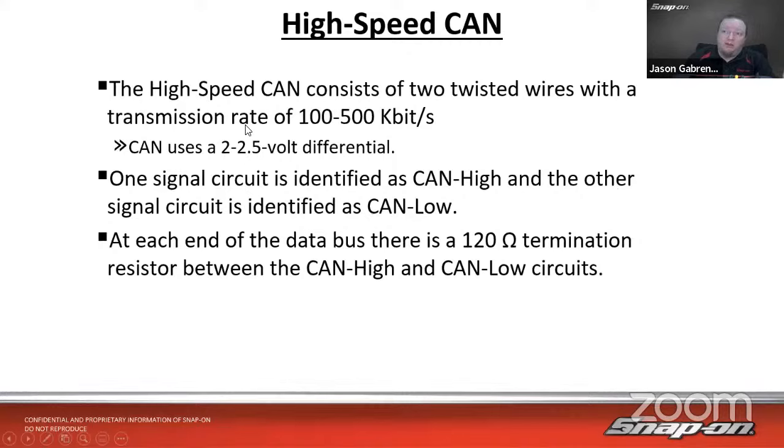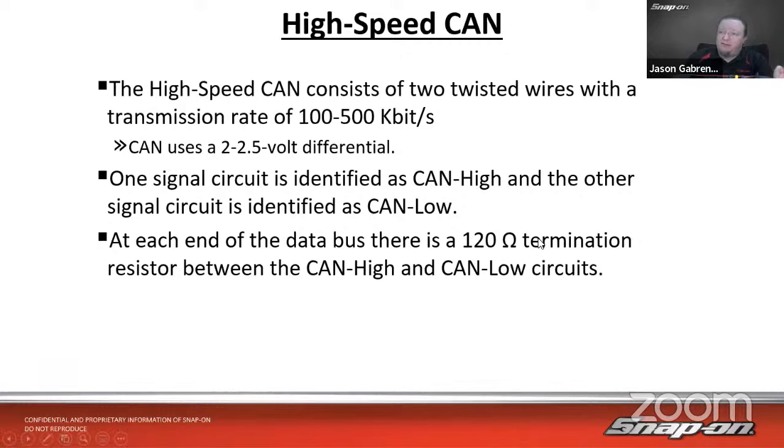Any network on a vehicle, also, if you want to learn more about that, you can watch the network class. But it uses what we call a voltage differential. So from low to high, what is my difference from top to bottom? And that is my data. Now, one signal circuit is going to be called CAN high. The other one's going to be called CAN low. That's why we need 2 signals or 2 channels to be able to test this.